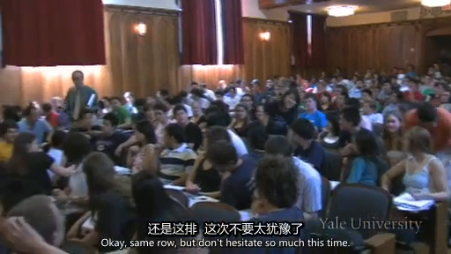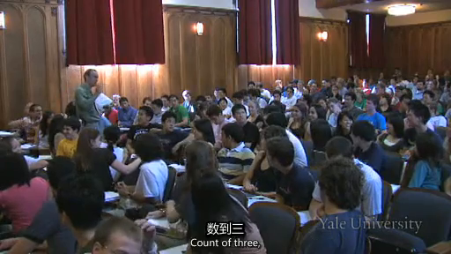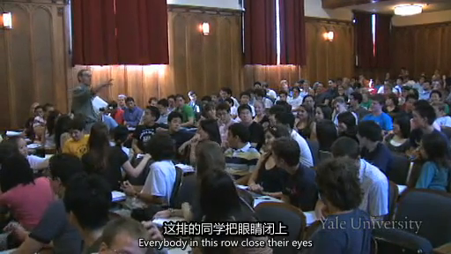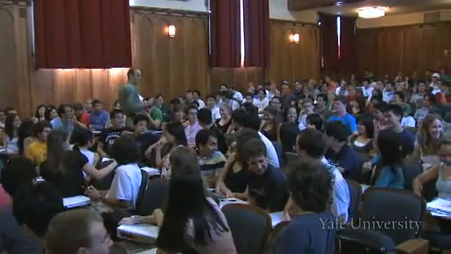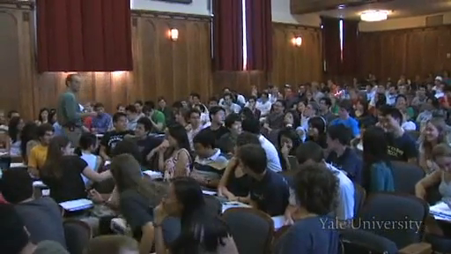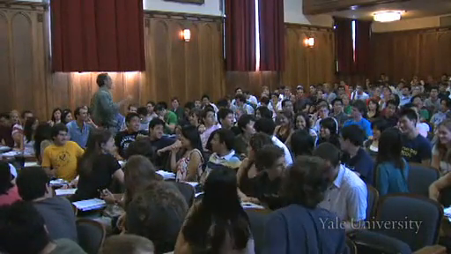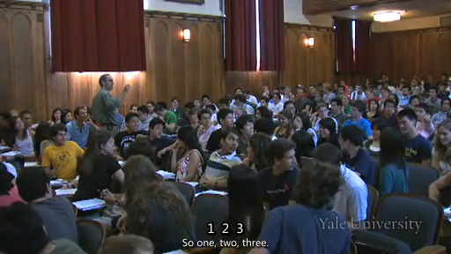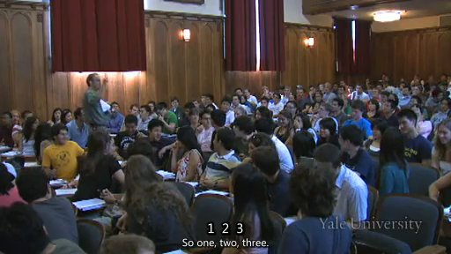Let's try it again. Same row, but don't hesitate so much this time. Count of 3, you've got to just go or not. Everybody in this row close their eyes, so you can't look around you. Close your eyes. We can do all sorts of nasty things. Mercy, you're still in this row. All right, so ready? 1, 2, 3.